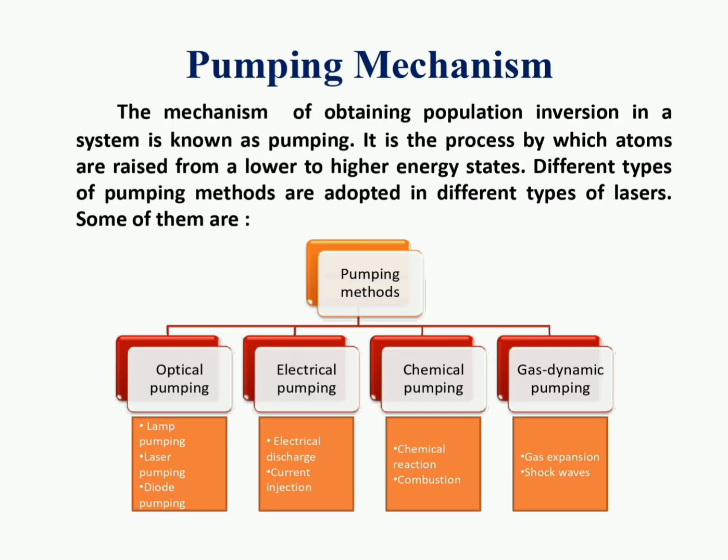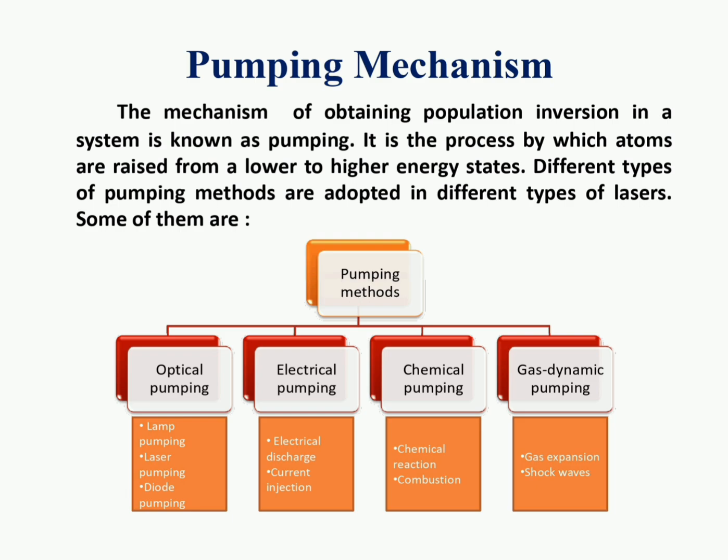Now let's have a look at the pumping mechanism. Pumping is a technique used to supply energy to a system. The mechanism of obtaining population inversion in a system is known as pumping. It is the process by which atoms are raised from a lower to a higher energy state. There are different types of pumping methods, such as optical pumping, electrical pumping, chemical pumping, and gas dynamic pumping.